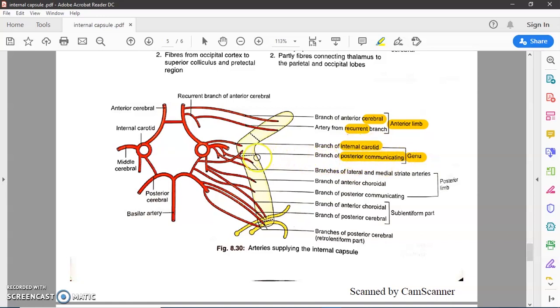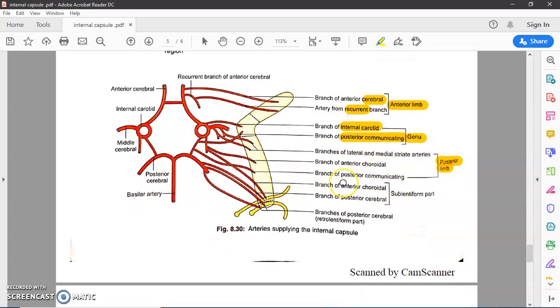Then blood supply of the posterior limb. The blood supply of the posterior limb is, first, lateral striate branches of the middle cerebral artery, second, medial striate branches of the middle cerebral artery, and the anterior choroidal artery. Then blood supply of the sublentiform part. The blood supply of the sublentiform part is branches of the posterior cerebral artery and the anterior choroidal artery. Then the blood supply of the retrolentiform part of the internal capsule is branches of the posterior cerebral artery.